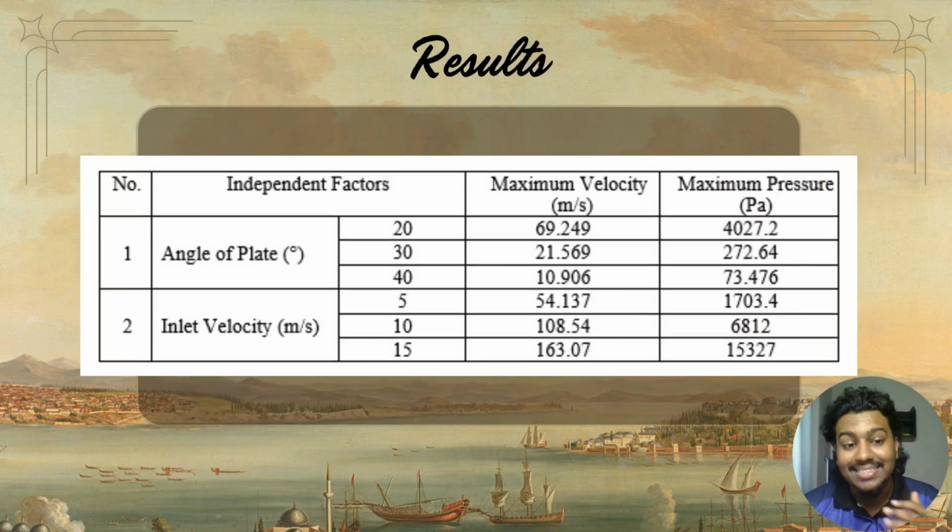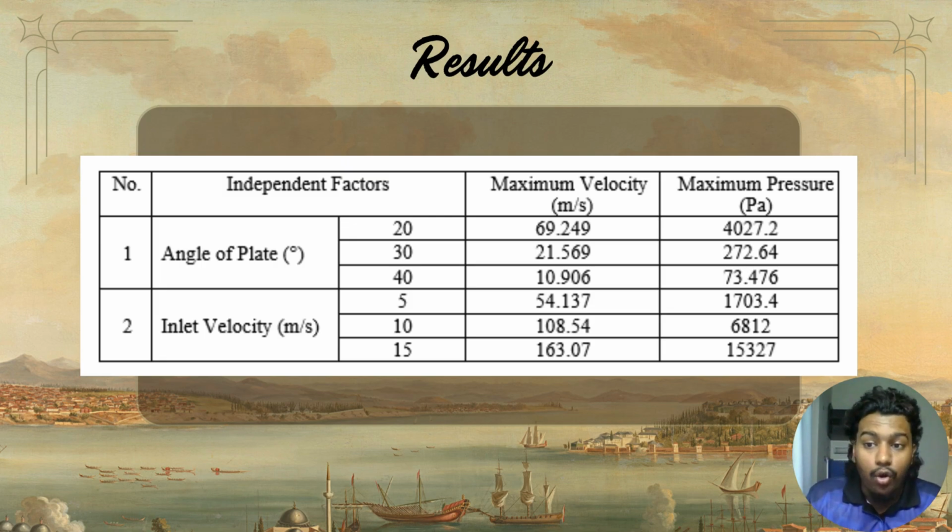Now, here's where things get exciting. The results. Effect of valve angle. At a 20-degree opening, the maximum velocity reached is 69.2 meters per second. But as the valve opened wider to 40 degrees, the velocity dropped significantly to 10.9 meters per second. Similarly, the pressure dropped from 4027 Pascal at 20 degrees to just 73.5 Pascal at 40 degrees. This means narrower openings cause more turbulence and resistance, while wider openings allow smoother flow.